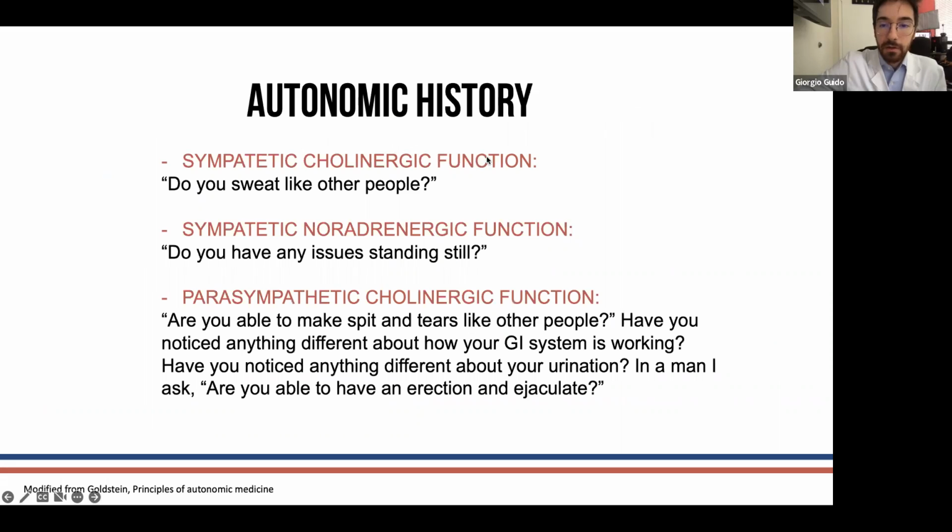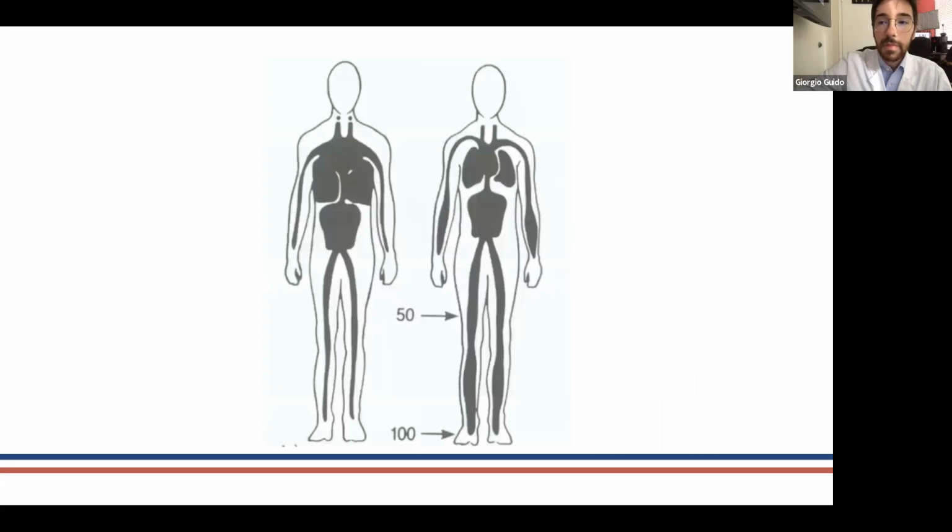So sympathetic cholinergic function, we can monitor that by asking the patient about function, like if the patient has issues standing still. So basically the orthostatic intolerance symptoms. And then parasympathetic cholinergic function can be tested by asking about saliva and tears and the GI system motility and function, urination. And if the patient is a male, we can also ask about erection and ejaculation.